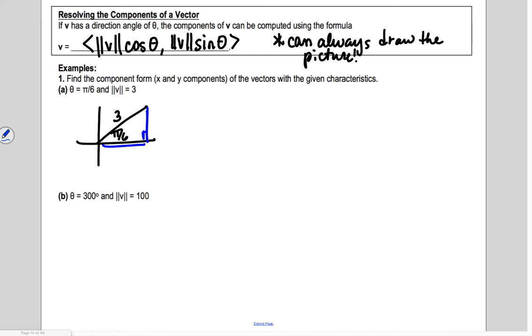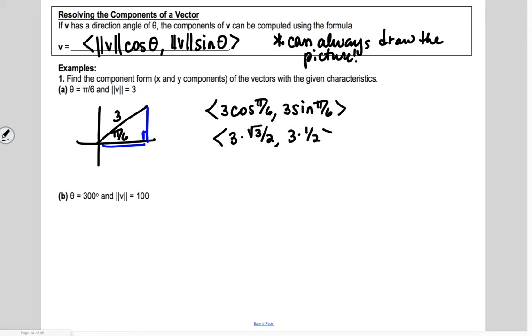Yeah, it's the same thing, right? So if I'm finding it, I'm going to do 3 cosine of pi over 6, which is 30 degrees, as Kate's saying, right? And then 3 sine of pi over 6. So I'm going to have 3 times, do you guys know cosine of pi over 6? Root 3 over 2. And 3 sine of pi over 6 is 1/2.